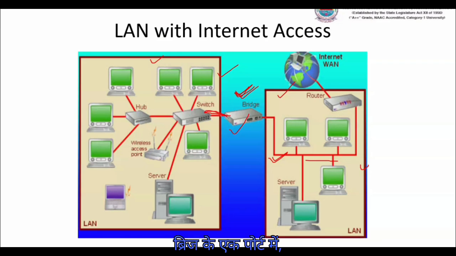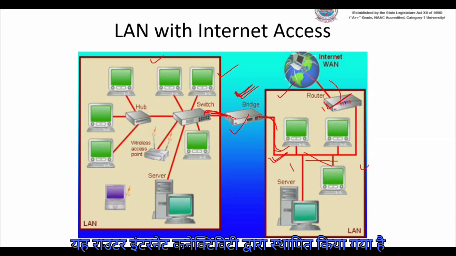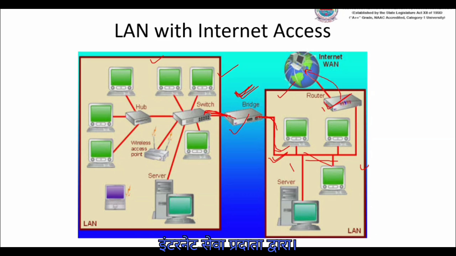So here we have shown that the actual connection is through a switch. Here also the actual connection is through a switch. To one of the ports of the bridge we have connected one switch. Here also to one of the ports we have connected a switch. To this switch these computers are connected. And one of the ports of this bridge, or of the switch, is also connected to a router. And the purpose of the router is to provide internet connectivity. This router is installed by the internet service provider.